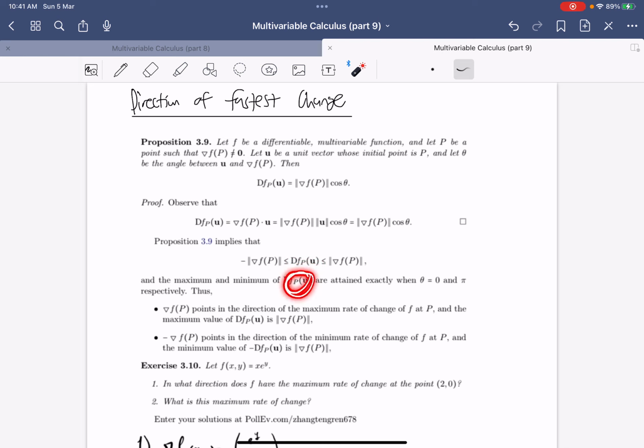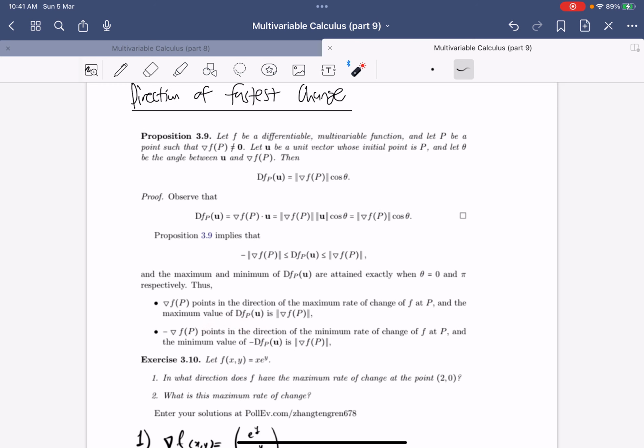And if we observe this, we see that this function is bounded by the magnitude of the gradient vector. And so this rate of change with respect to u attains its maximum at theta equals 0 and pi respectively, meaning that the direction of maximum rate of change will be in the direction of the gradient vector. And so the maximum rate of change, which is represented by the directional derivative of f at p in the direction of u, is the magnitude of the gradient vector, and the minimum will be in the opposite direction.